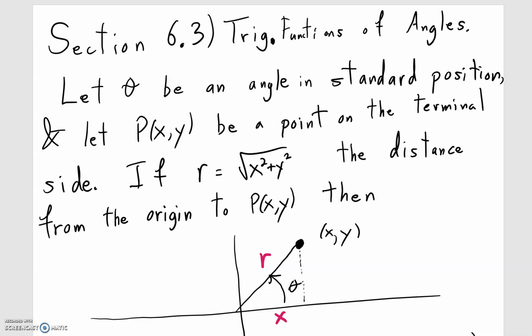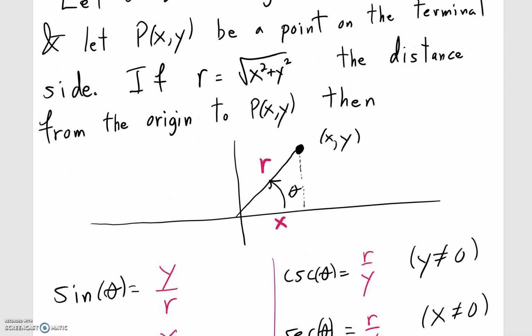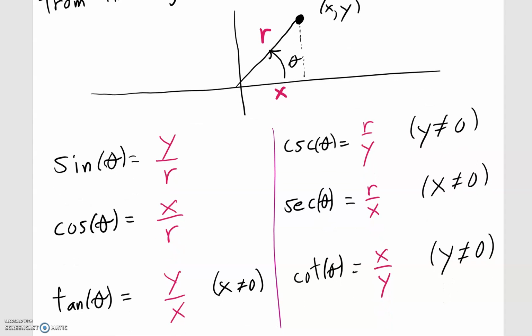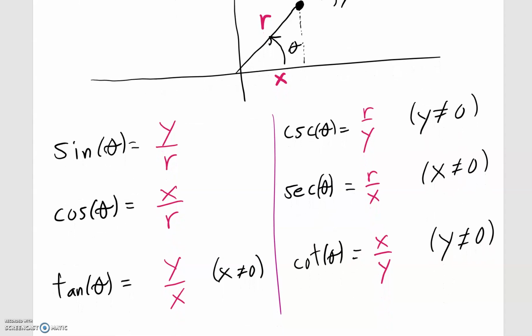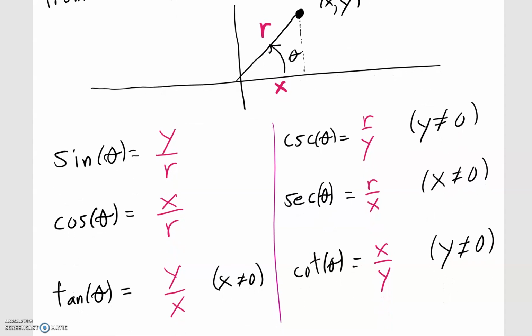Let's suppose you have theta as an angle in standard position, and P of x comma y is a point on the terminal side for that angle theta. If r is defined to be the distance from the origin to this point, then you have the following trigonometric definitions. So for that angle theta, your sine of theta is the opposite over the hypotenuse.